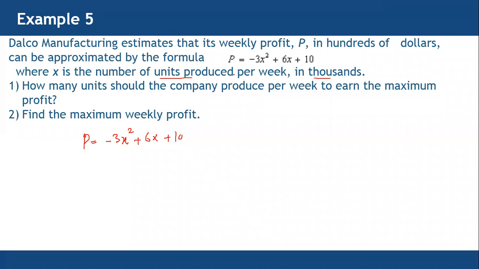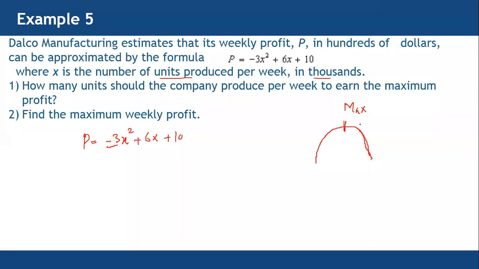P means profit. So how many units should the company produce per week to earn the maximum profit? We need maximum profit. Find the maximum weekly profit. So this means we need to find the maxima. We know that the x square coefficient is minus, and minus means it opens downward like this one, so we need the maximum profit.